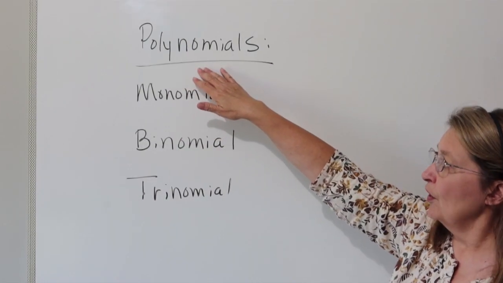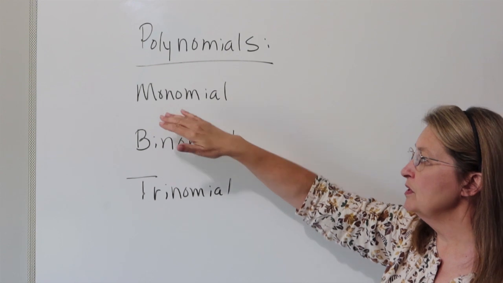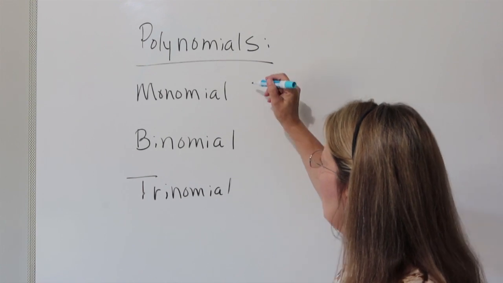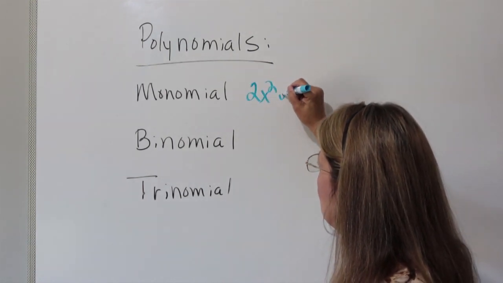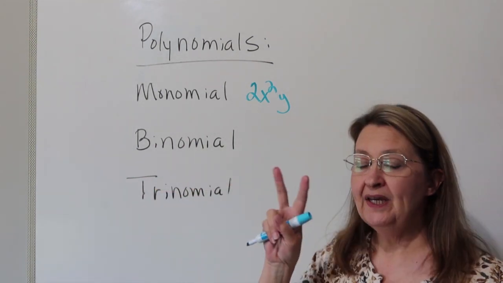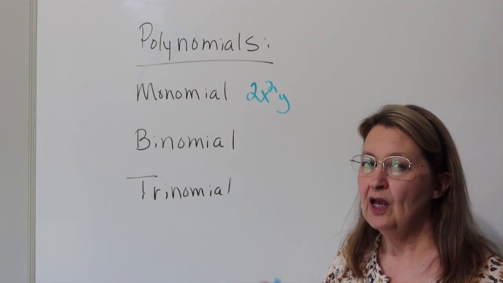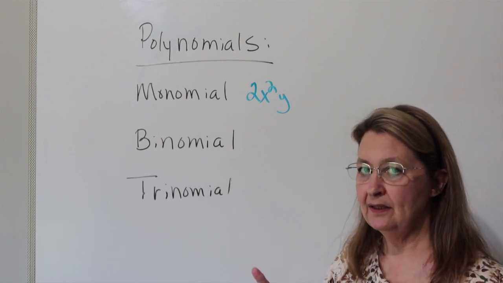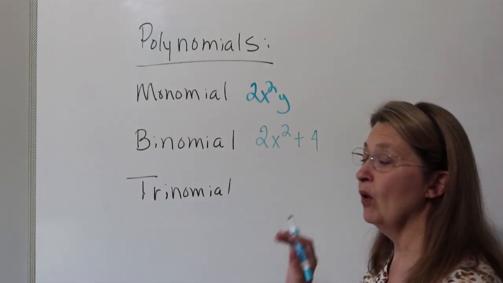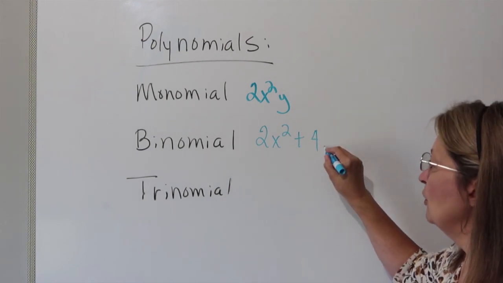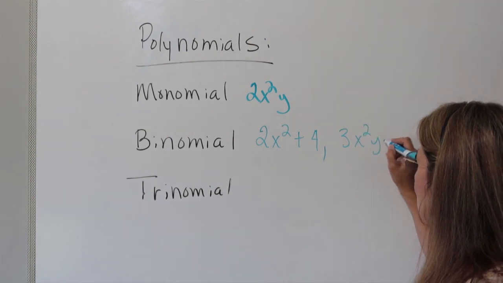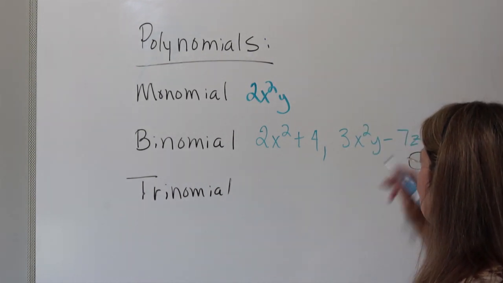We have some subsets under the term polynomial, and the first one is monomial. Mono meaning one number. So an example of a monomial would be 2x squared y. Everything's multiplied together. Alright, binomial means two numbers or two terms. There's going to have to be one plus or minus sign in here somewhere. I could have 2x squared y plus 4. That's a binomial. The other term doesn't have to have a variable, but it could. I could have 3x squared y minus 7z.